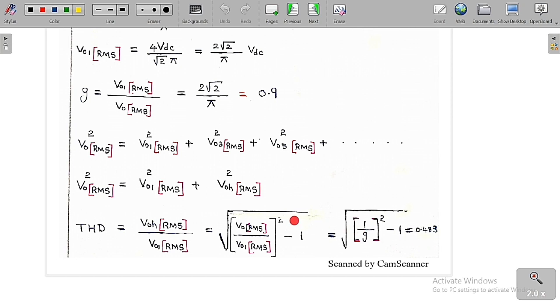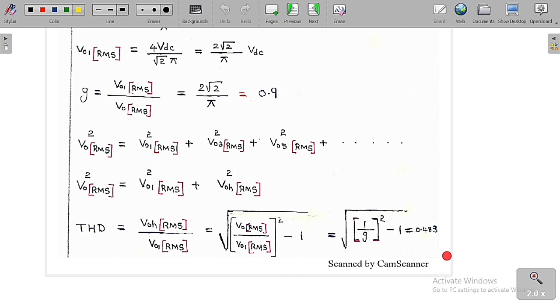So simply we can say that G is called the distortion factor. It is the ratio of the fundamental component RMS value to the RMS value of the overall signal, whereas THD is the ratio of the RMS value of the harmonic voltage to the RMS value of the fundamental component. So by using the simplification we get THD equal to the square root of (1/G)² minus 1.